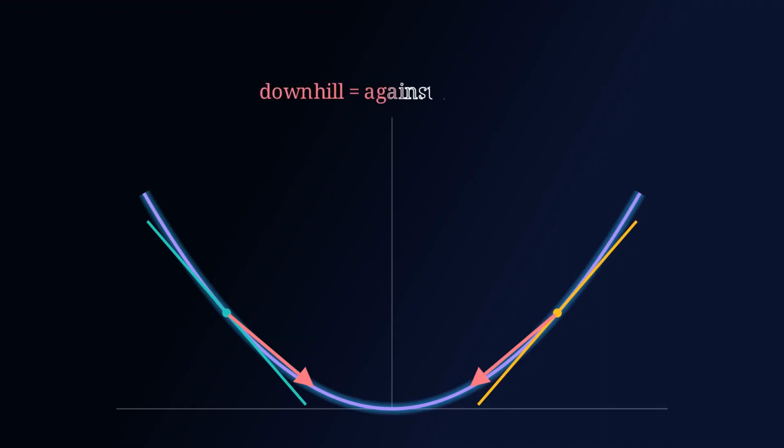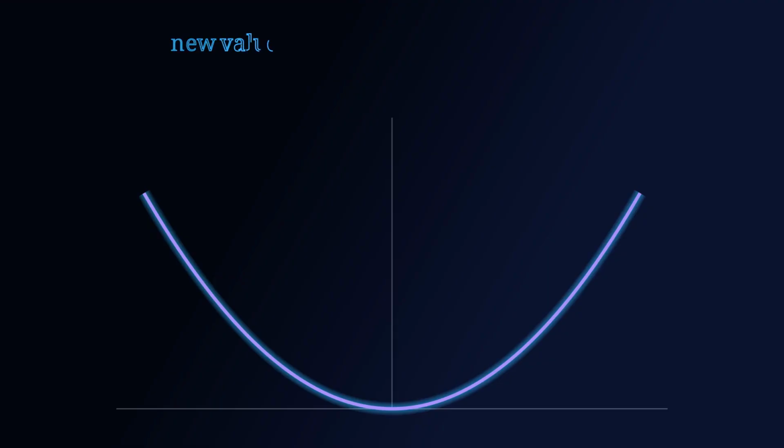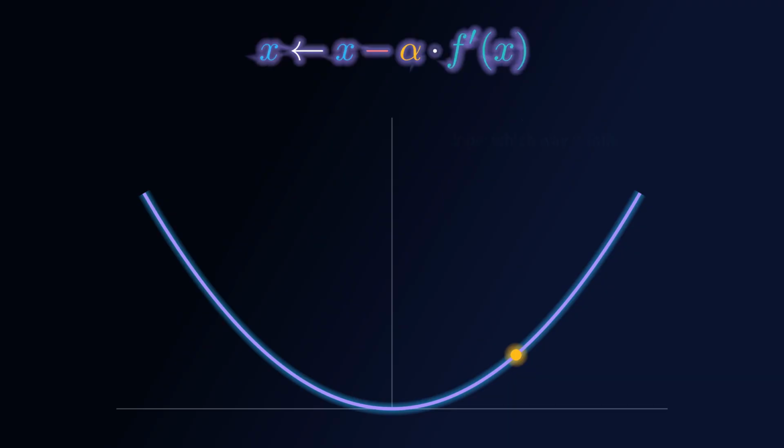So to move toward the bottom, we step against the slope. This gives us our update rule in words. Take your current knob value and nudge it in the direction opposite the slope. Do a little of that over and over, and you drift steadily toward the minimum. Now let us write it a little more precisely because we will need it later. Call the knob x. The update is, the new x equals the old x minus a learning rate times the slope at x. Let us unpack every piece.